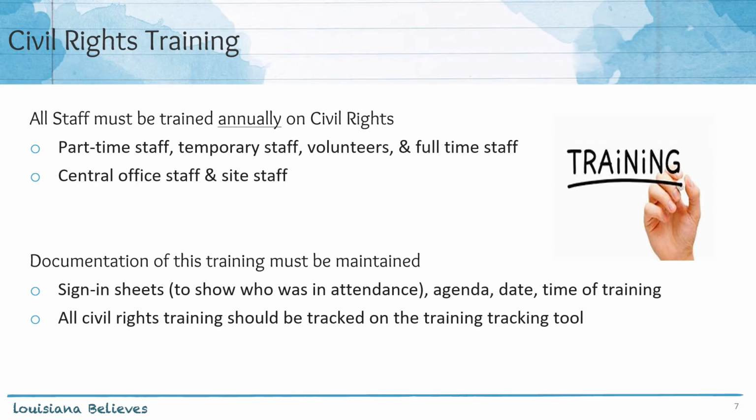Civil rights training. Civil rights training is required annually for all staff. This includes full-time, part-time, and temporary staff, central office and site staff, and volunteers. Documentation for civil rights training must be maintained for 3 years plus the current year. Documentation must include sign-in sheets, agendas, and dates and times of all training. All civil rights training should be tracked on a training tracking tool.